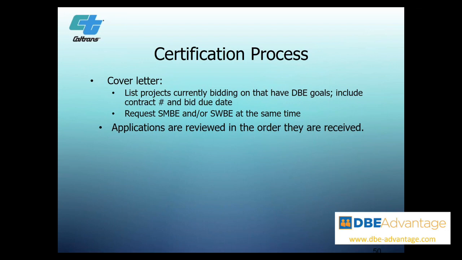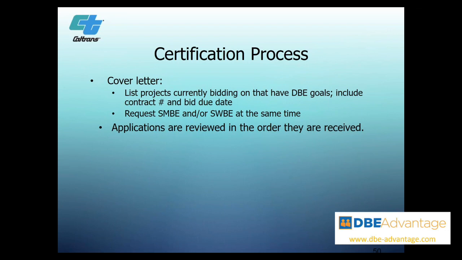You want to include it if you are bidding on a job that has DBE contract goals, because this will help expedite your application so that we, as a reviewer, may be able to provide you with the certification prior to the due date of that bid or proposal. Anything else here we need to talk about?